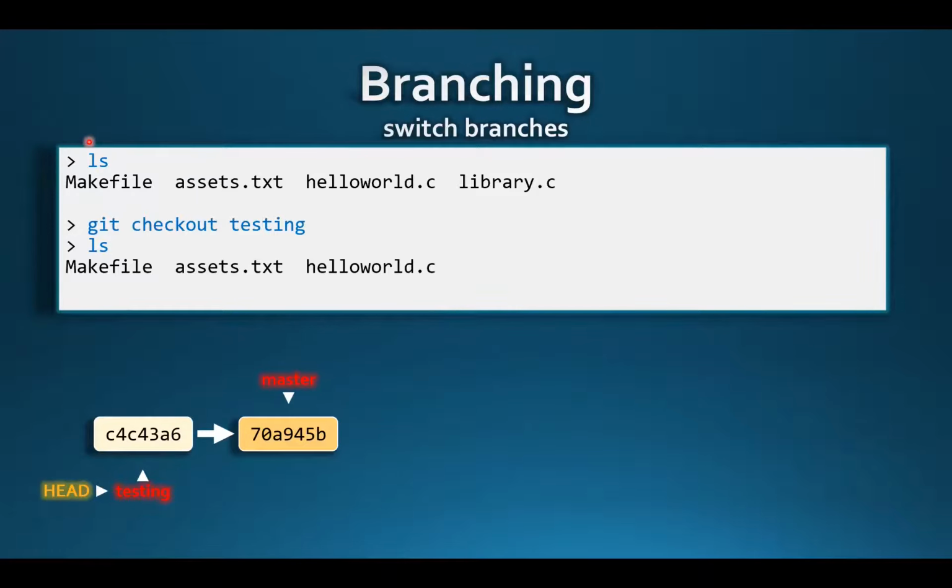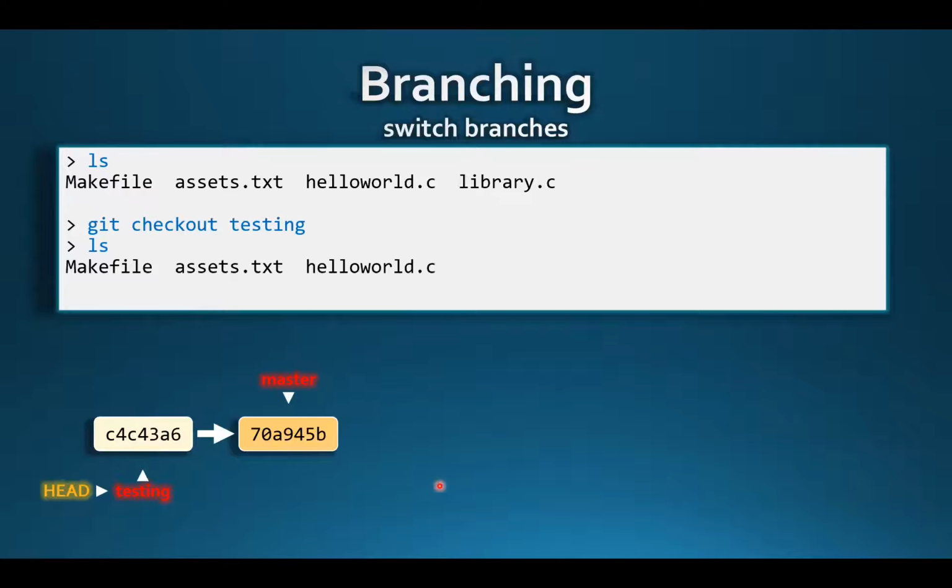If we take a look at the contents of the working directory, you'll see we have the makefile, the assets, the hello world, and the library file. But when we check out testing and we do a list, the pointer moves to the testing commit. And if we do an ls, you'll see that the working directory has now changed. It no longer has the library file, which was added while we were on master. It now has makefile, assets, and hello world, which is what we had before we diverged the master and the testing branch.